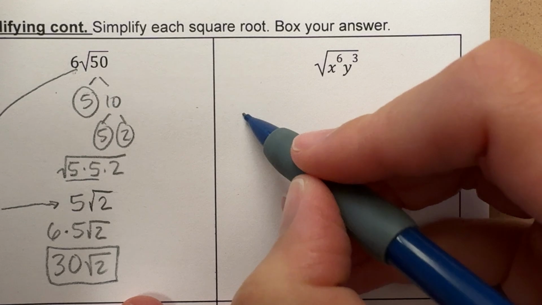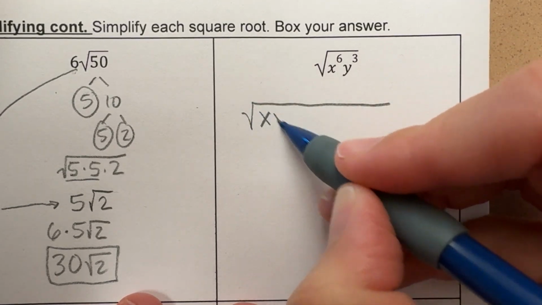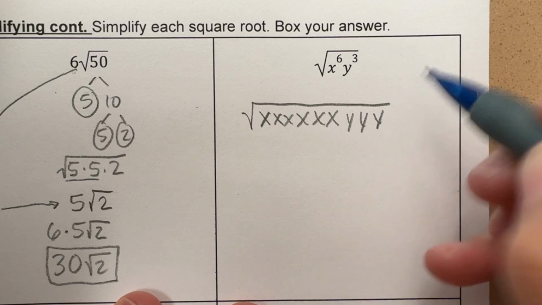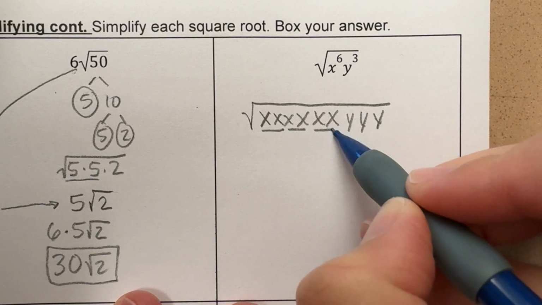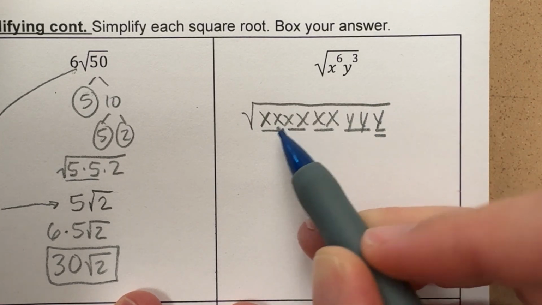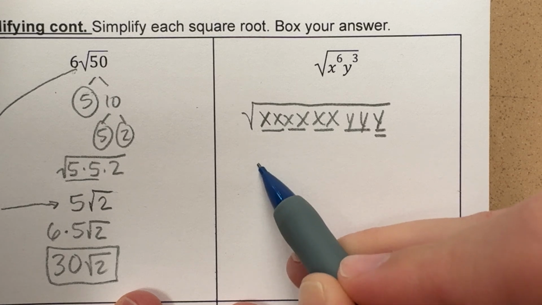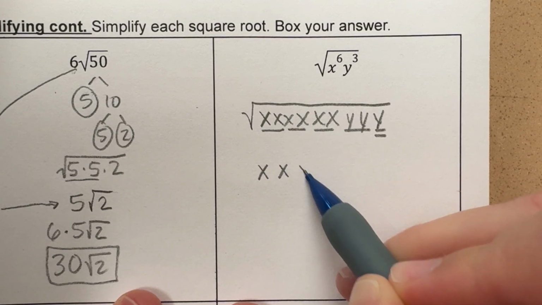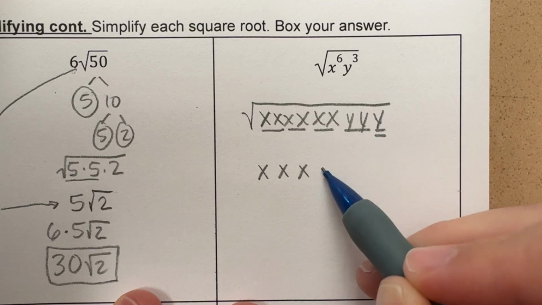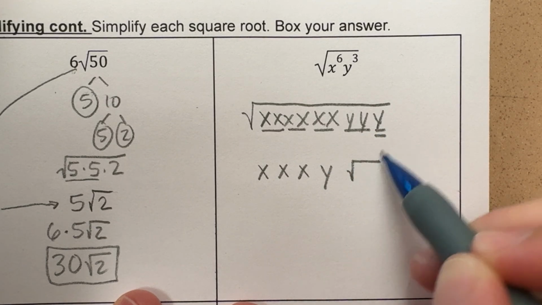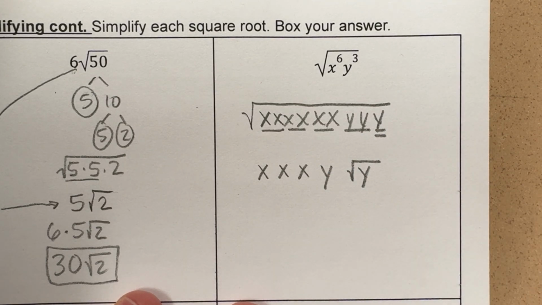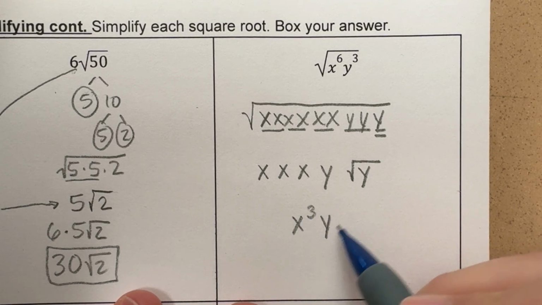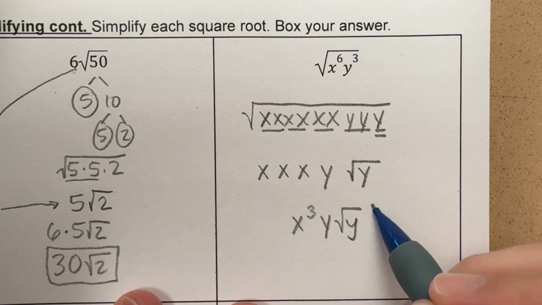Okay, here, I'm going to write this out so you can really just see the variables behave exactly like the numbers do. Okay, double, double, double, double, single. This double x becomes an x on the outside. This double x becomes an x on the outside. This double x becomes an x on the outside. This double y becomes a y on the outside. And the single y doesn't simplify. So then the way that we write this is x cubed y root y.